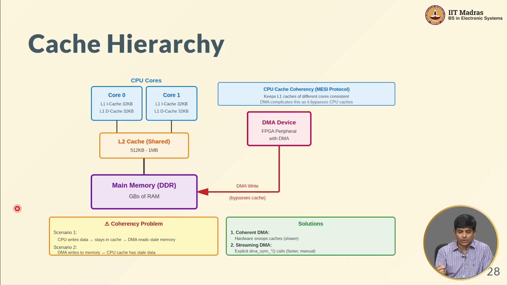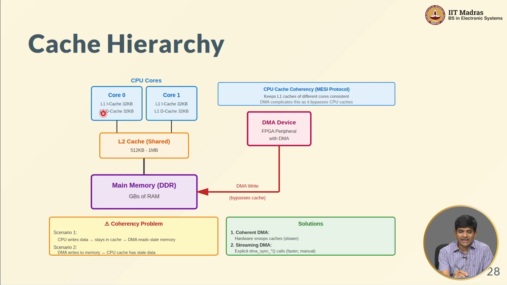Okay, so continuing on the topic of DMA, there is one other issue that we need to be careful of while working with DMA, which is related to the cache hierarchy. This is something which I have mentioned briefly, but just recapping it over here. Typical SOCs nowadays have multiple CPU cores. I might have, for example, core 0 and core 1.